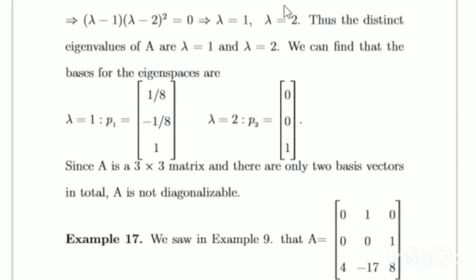And try to do this problem also. Check whether this matrix A equal to [0, 1, 0; 0, 0, 1; 4, -17, 8] is diagonalizable.